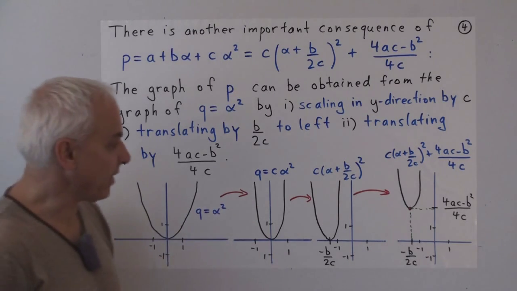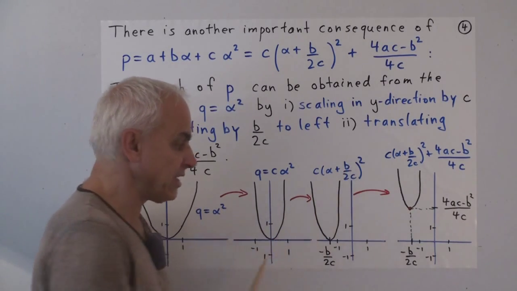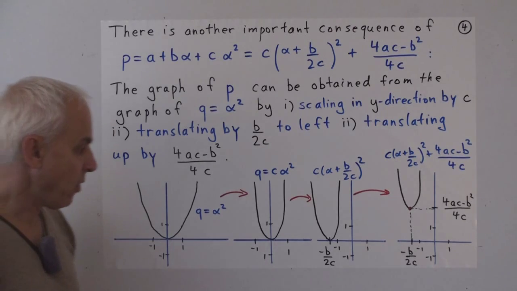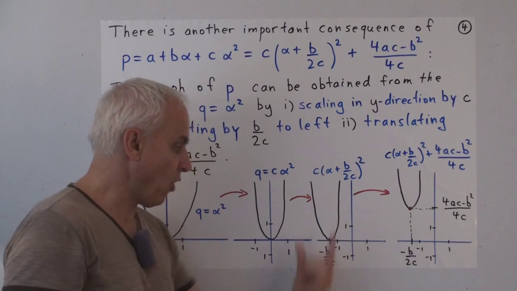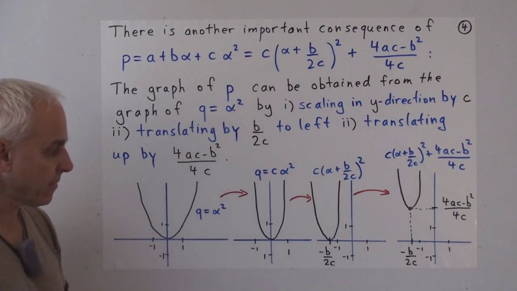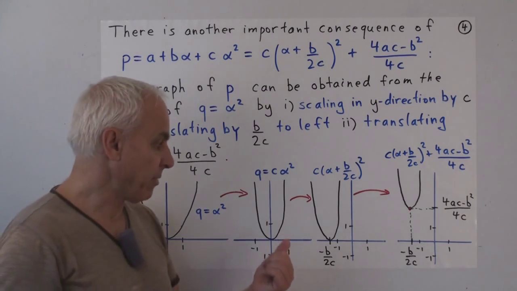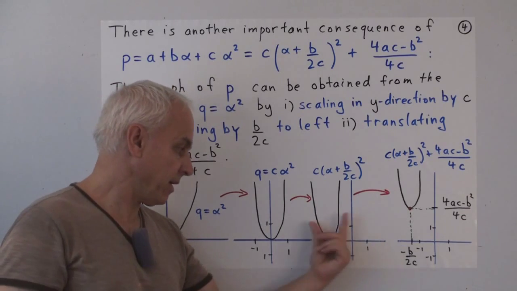So after that rescaling, then what happens if we replace alpha with alpha plus b over 2c? Well, the effect is that instead of having the thing centered here at 0, it's now moved over to be centered at minus b over 2c. So, for example, if b over 2c happened to be positive, then we would be moving in this direction here.